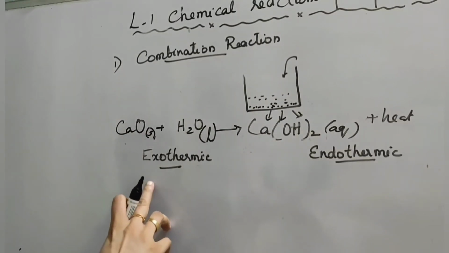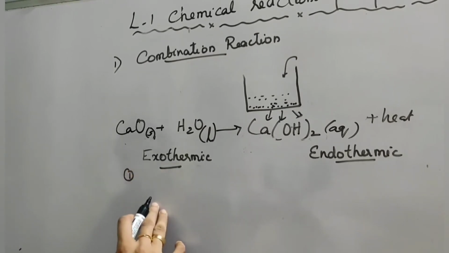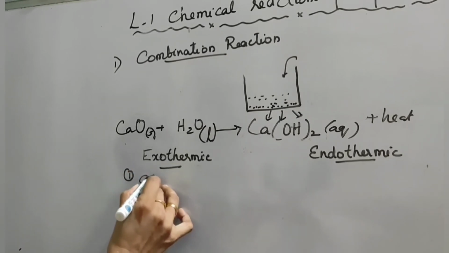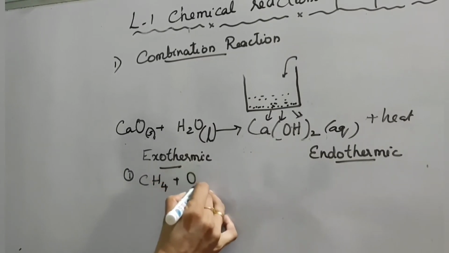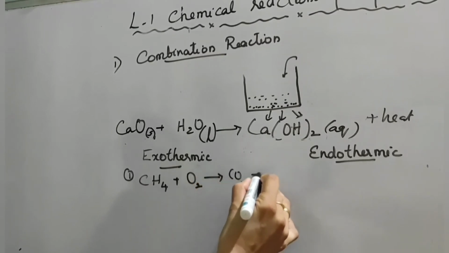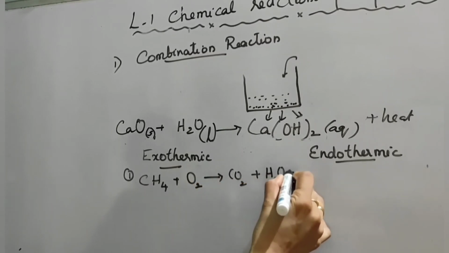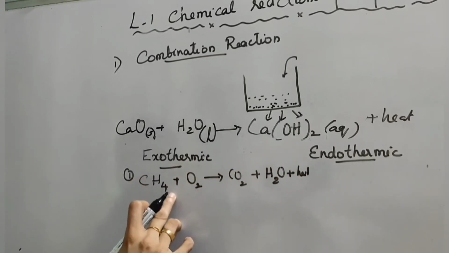Check the examples of exothermic reactions. First one, burning of natural gas. Natural gas contains which gas? It is methane gas, CH4. This methane gas burning means it reacts with oxygen. They form carbon dioxide plus water, plus one more thing, heat is releasing. So heat is releasing, that is an exothermic reaction.